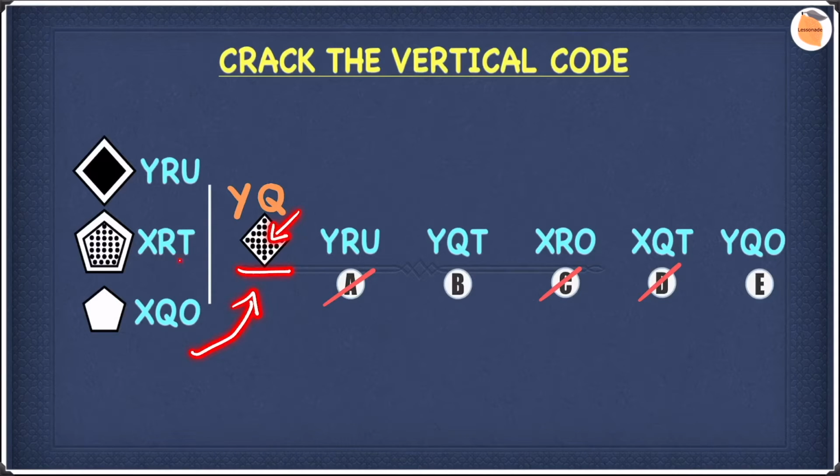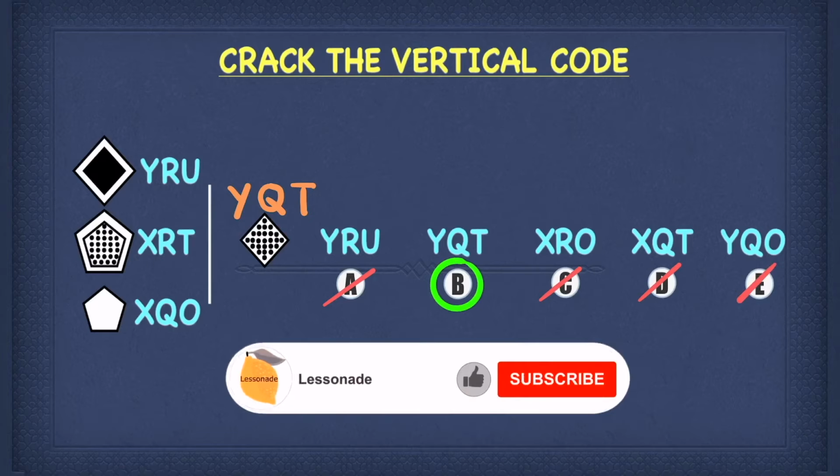So this means the last letter must be a T, and we can write that above the Y and the Q to give us an answer of YQT. So as a result, we can cross off E and circle B, so our answer to this question is B. I hope you guys understood everything.